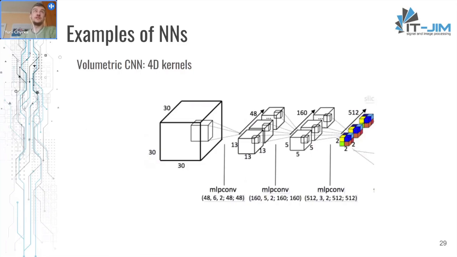When we process volumetric data, we can apply a volumetric convolutional neural network, and in this case we are working with 4-dimensional kernels. Why are they 4-dimensional? Because we have a 3-dimensional kernel by itself, and along with that we additionally have to move along the channel dimension, and in this way our kernels become 4-dimensional.